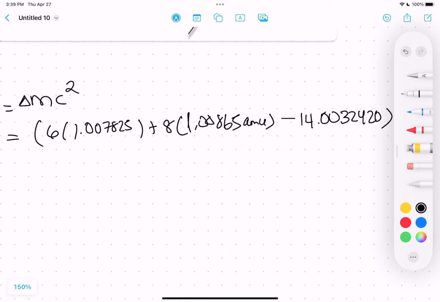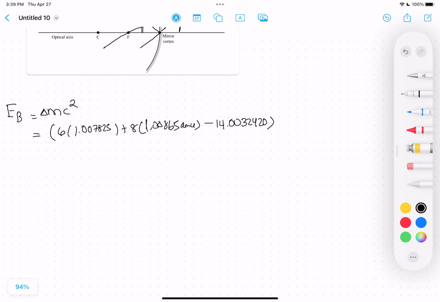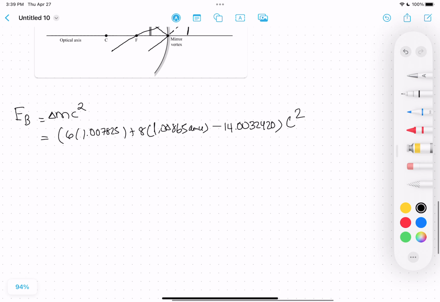Once we get 0.112908, that's times your c squared, where c is the speed of light. To avoid doing a bunch of conversions, because usually they're trying to get you to calculate energy in the end, they just replace the c squared with 931.49 mega electron volts. So you can just multiply by 931.49 MeV.